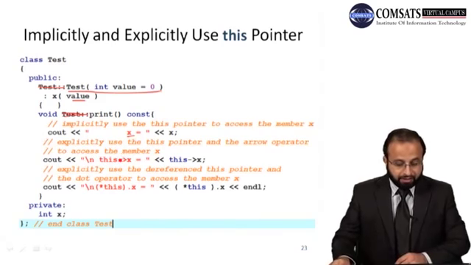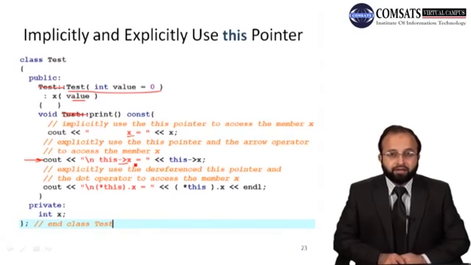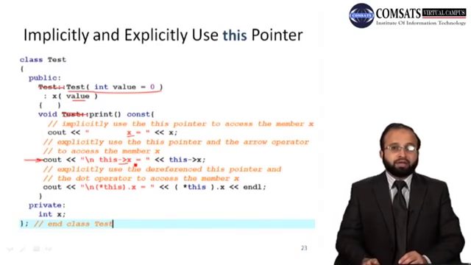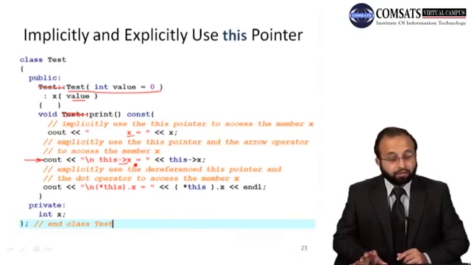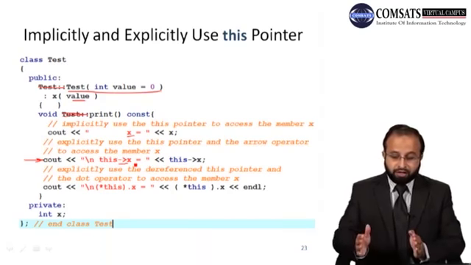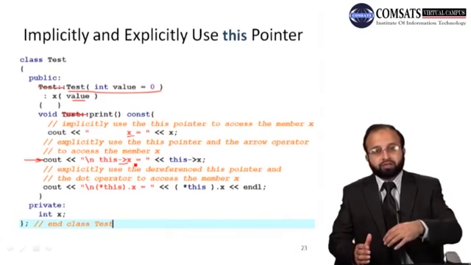But in the second cout statement, we can write this arrow operator x. So when we write this, we get the address of the object, and then we can use the arrow operator to access the value. This is the same concept as when we have a structure and then we have a pointer that points to that structure.